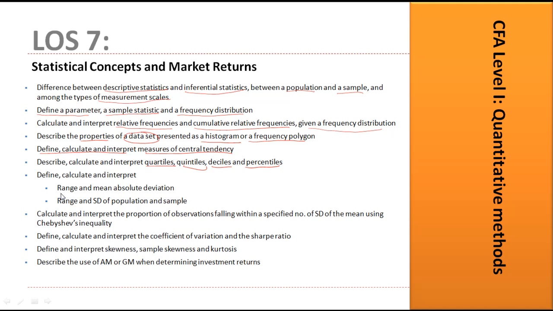We will look at the range and mean absolute deviation. Then we will look at the range, mean absolute deviation, standard deviation, etc. of population and sample, which are the measures of variation of data. We will look at Chebyshev inequality and its interpretation. We will look at coefficient of variation and Sharpe's ratio.